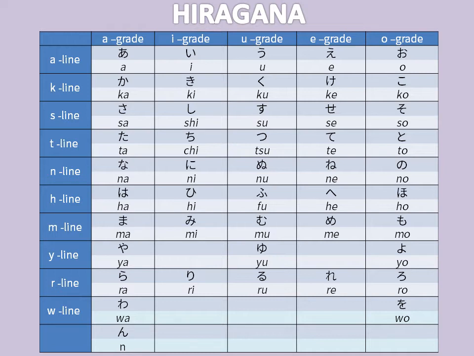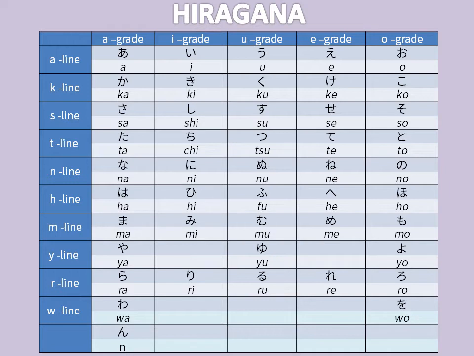Ta. Chi. Tsu. Te. To. Here there are two exceptions. The second one is chi and the third one is tsu. The T is kind of, teeth are touching the tongue, so tsu. Mostly it will come when we do certain words, then we'll understand.